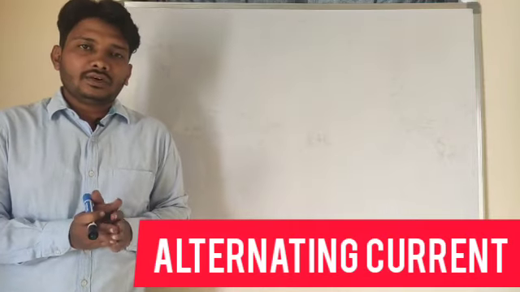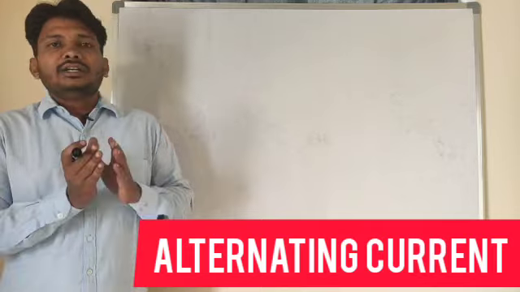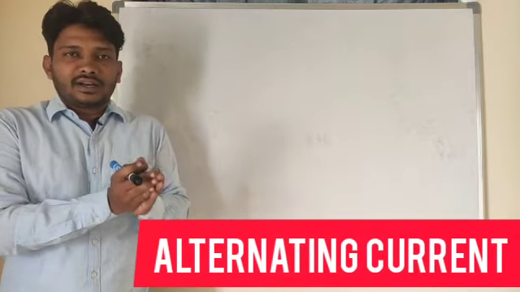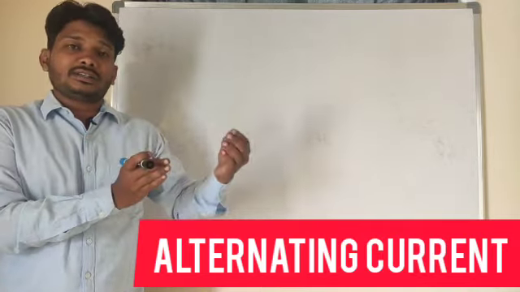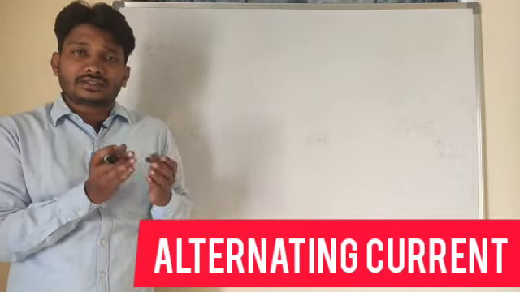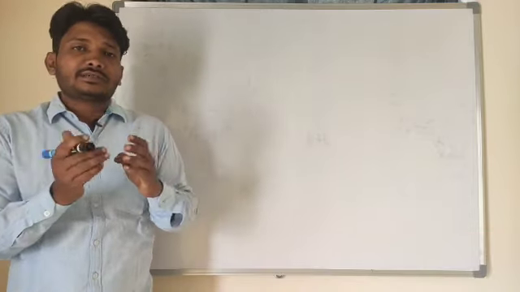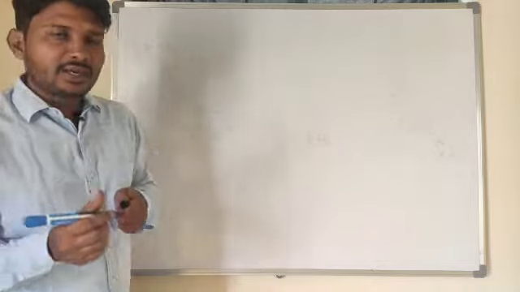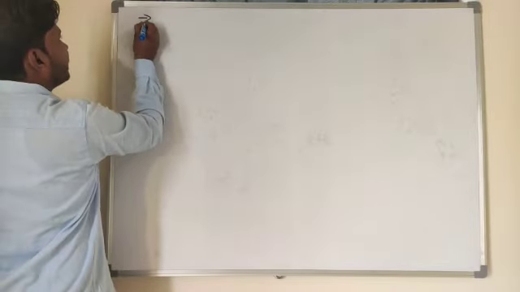So today we are here to discuss alternating current. Let me explain what alternating current is, and if alternating current is passed through a resistor, inductor and capacitor, what changes occur. We will study this in today's class. So let me begin with the concept of alternating current.